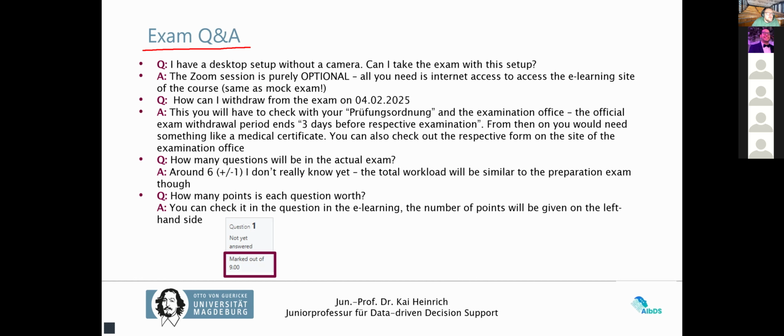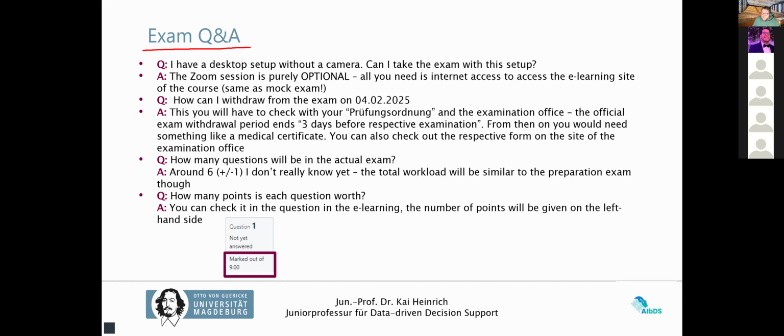Just go through. So I have a desktop setup without the camera. Can I take the exam on the setup? Yeah. So you don't need to participate in the Zoom session. So you don't need to participate in that, right? This is just optional. You can join.